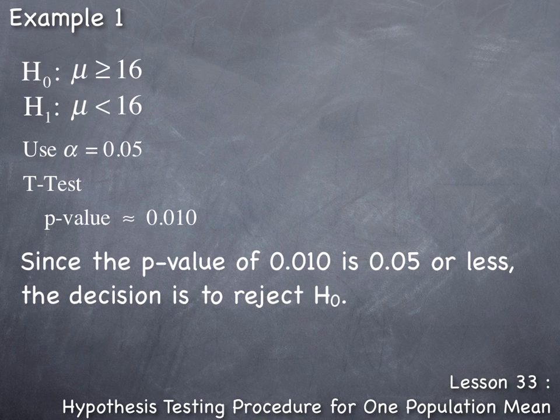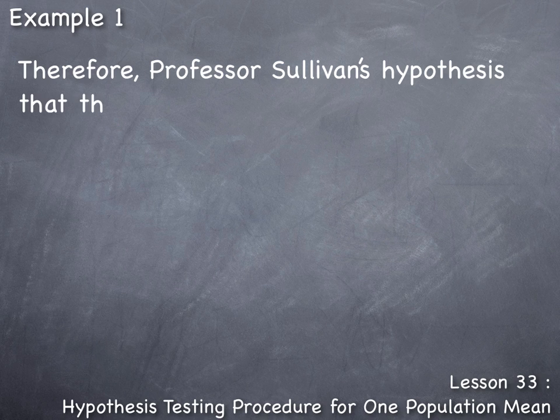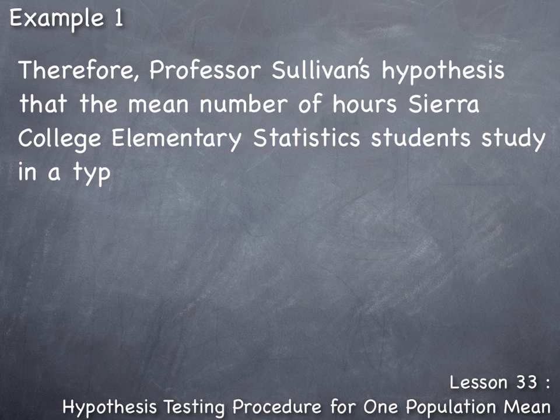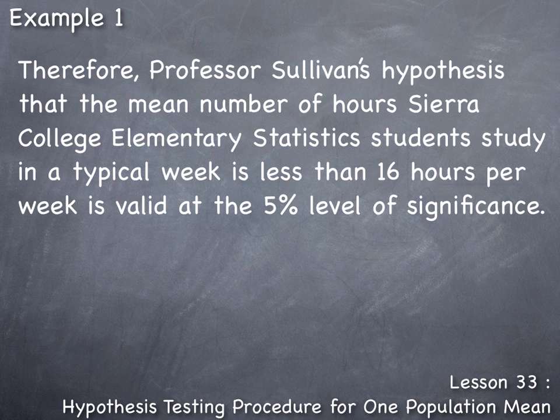So, given the work we've done in our hypothesis test procedure, we can now state our conclusion. Therefore, Professor Sullivan's hypothesis that the mean number of hours Sierra College elementary statistics students study in a typical week is less than 16 hours per week is valid at the 5% level of significance.